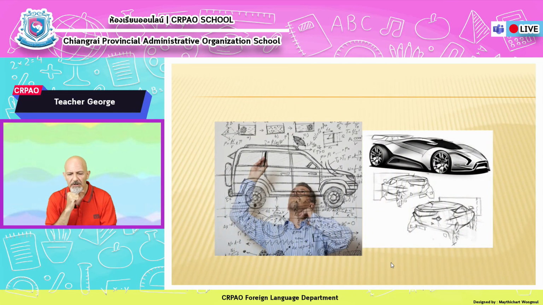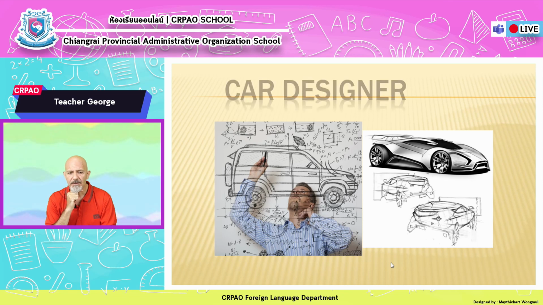Let's continue. Okay, what is that? This is a car designer. I'm sure you didn't hear a lot about car designers, but you see all the beautiful cars on the streets. There's someone who designed these cars, and these are the car designers. If you like that kind of occupation, maybe you can do some research about it to see what you need to study and what you should work on before you become a car designer.